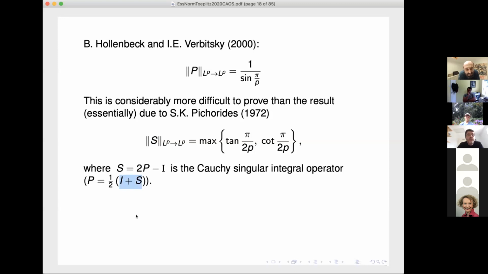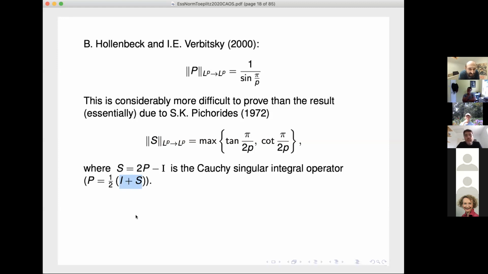What you have is that the projection is just the identity plus the singular integral operator. You have this factor 1/2, but factors do not matter. They come out of norms, so they don't complicate anything. So the thing is surprising that people knew the norm of S in 1972, and it took people 28 years to get the norm of identity plus S. And it's a different level of difficulty.